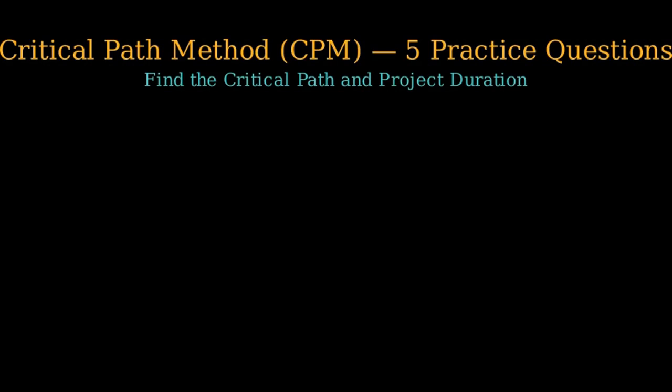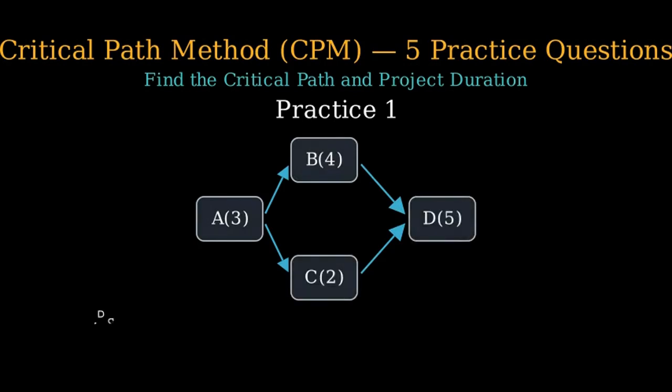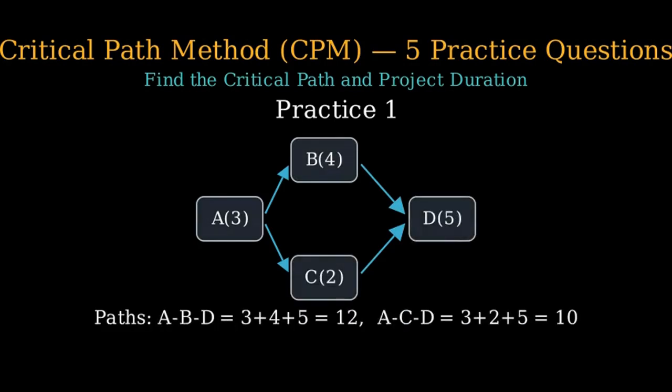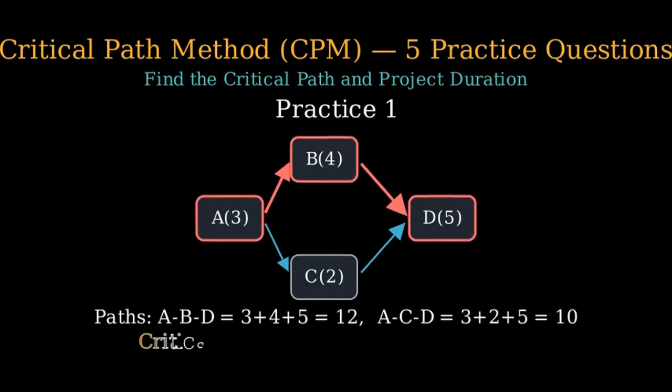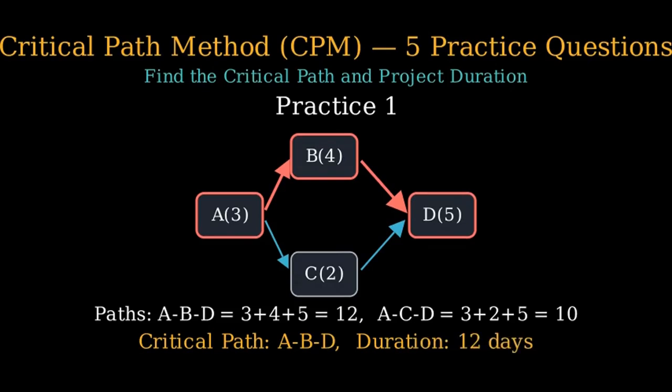Practice 1. Activities and durations in days are as follows. A equals 3, B equals 4, C equals 2, D equals 5. Dependencies. A goes to B, A goes to C, and both B and C go to D. Draw the network. We will compare 2 main paths, A-B-D and A-C-D. Highlight the critical path and state the duration. Answer. The critical path is A to B to D with duration 12 days.